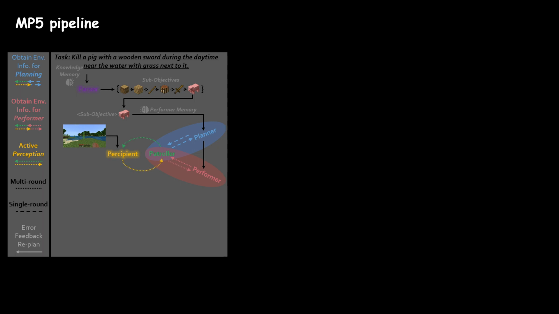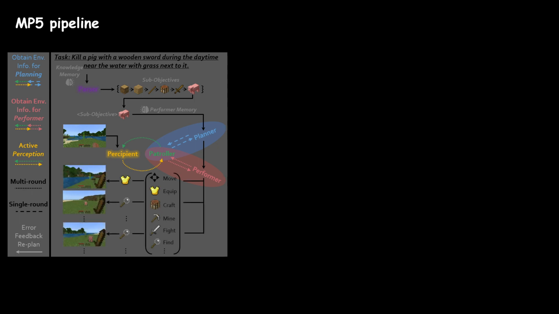Otherwise, the agent will go to the next sub-objective and schedule new action sequences, whilst the successful action sequence of the current sub-objective will be stored in the external memory of the planner, called performer memory, along with the agent situation when it was planned. In the end, the agent will stop when the final sub-objective of the task has been reached.